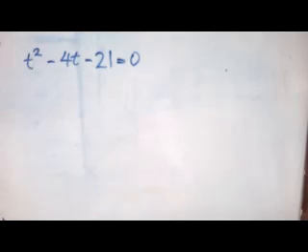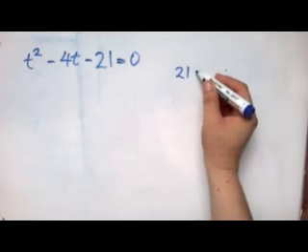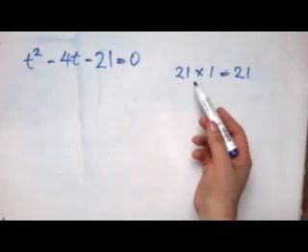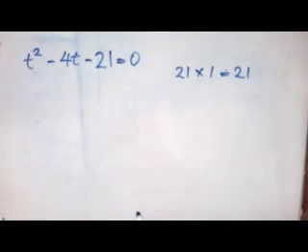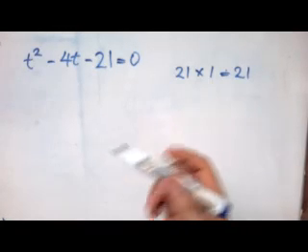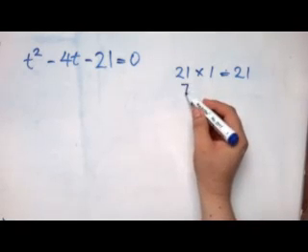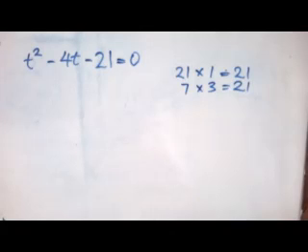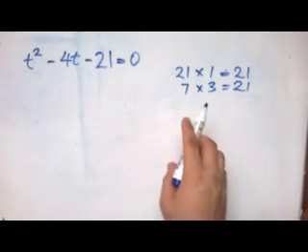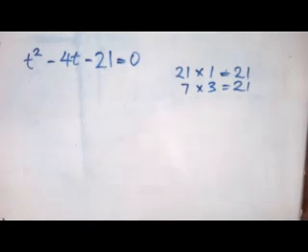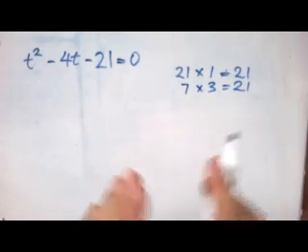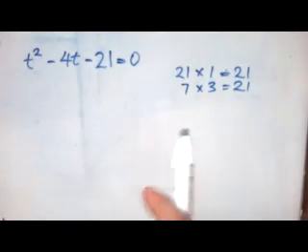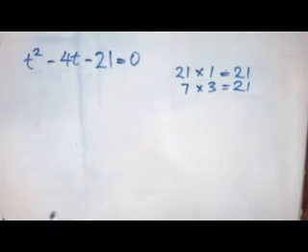21 times 1, I beg your pardon, will give us 21. But 21 plus 1 will give us 22. It's not 4, so it won't work. We can also try 7 times 3, which will give us 21, isn't it? 7 plus 3 will give us 10, not 4. But if we manipulate the negative and positive signs, 7 and 3 can give us 4. In fact, that is what we are going to do right now.